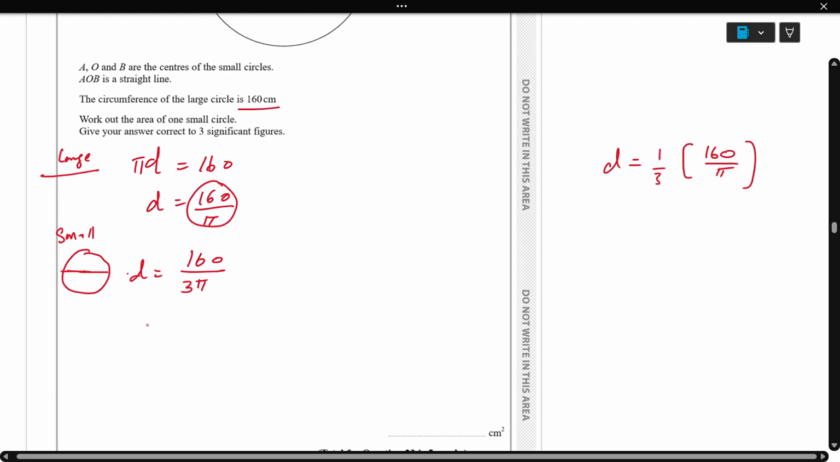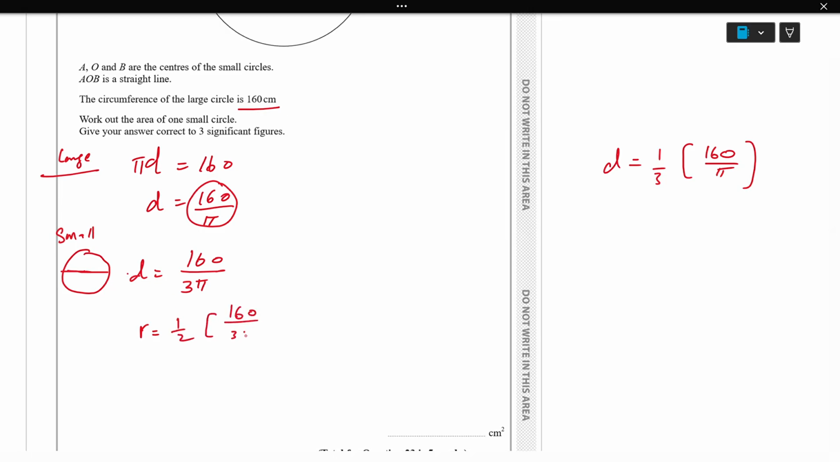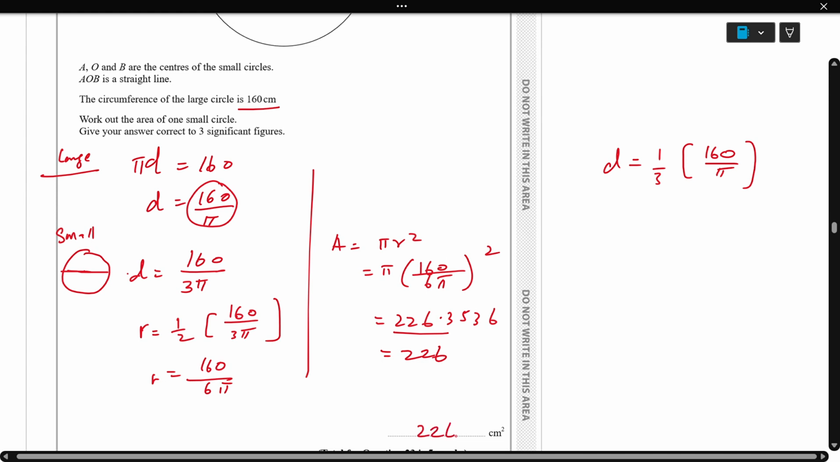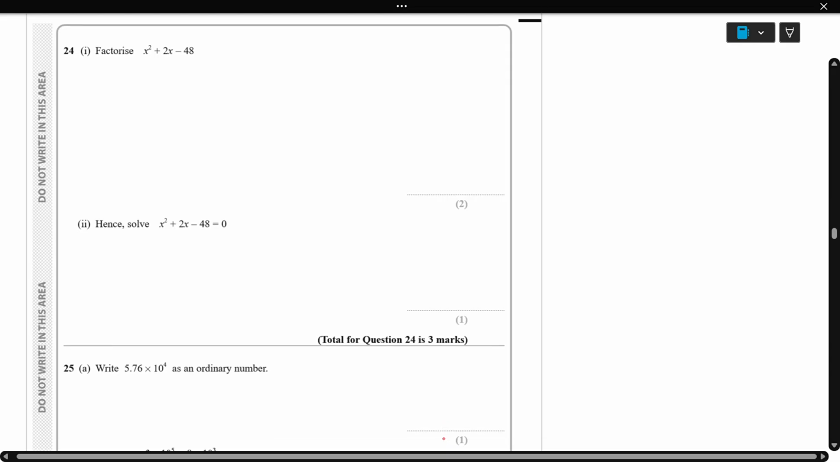Now this is a diameter, so next I need to find the radius. The radius is half, so 1/2 of 160 over 3 pi becomes 160 over 6 pi. This is the radius of the small circle. Now find the area. Area is A equals pi r squared. So pi times radius 160 over 6 pi, whole squared. When we calculate, our answer is 226.3536, which to 3 significant figures is 226. The answer is 226.